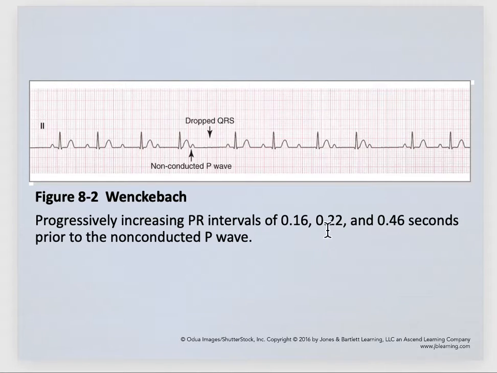So these PR intervals vary. They get longer at 0.22. They get really long. So that's why I like the word Wenckebach. It's a really goofy name, and I think the goofy name helps you to remember that it's a variable PR interval. It gets longer and longer and longer, and then you have a missing beat.